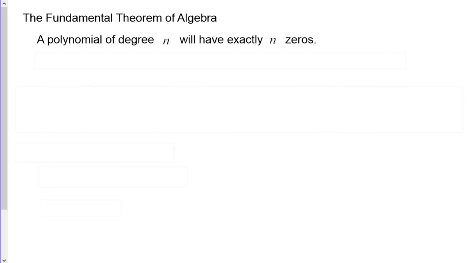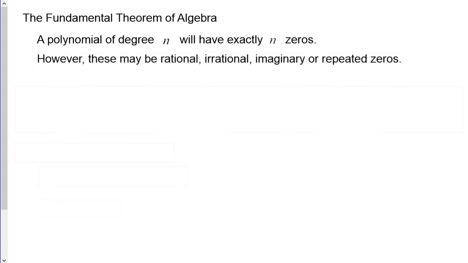The only thing that's slightly complicating is that these may be rational, which like, you know, a over b, like a fraction, or an integer counts as a rational as well. Irrational, meaning, you know, square roots involved. Imaginary, so like, you know, i, okay, or repeated zeros. Repeated zeros are a little bit tricky. We call those multiplicity of zeros, and we'll talk about those cases as we get there.